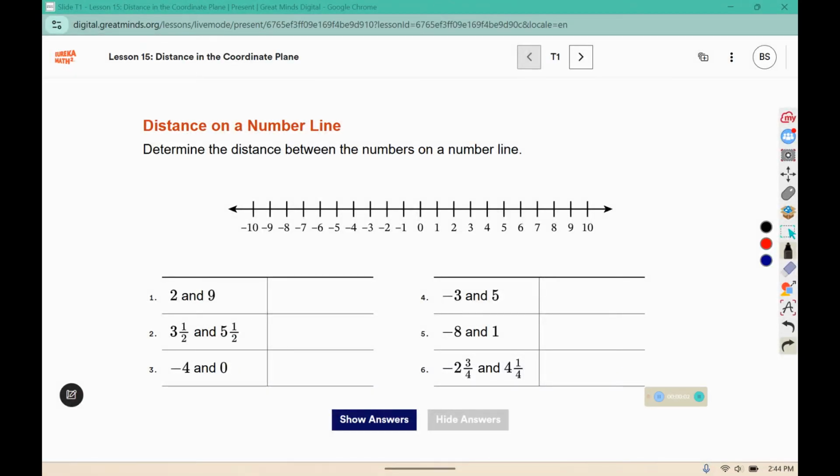Determine the distance between the numbers on a number line. We can graph the points if that's helpful. So you can go back to -2 and 3/4, which is going to be almost to -3. And then 4 and 1/4, that's 4 to the right and then a little bit past 4. So we can think about how many whole spots are between there. So we have 1, 2, 3, 4, 5, 6 whole spots.